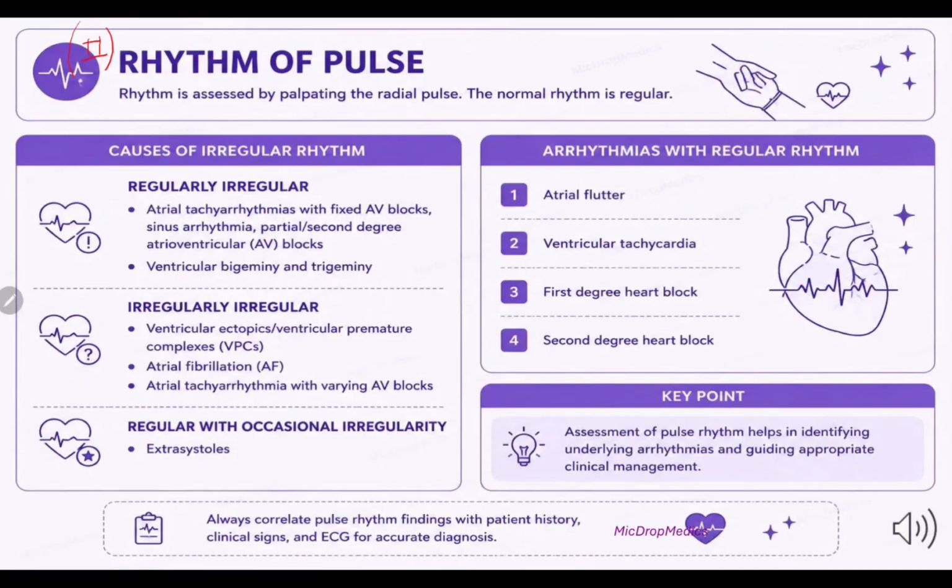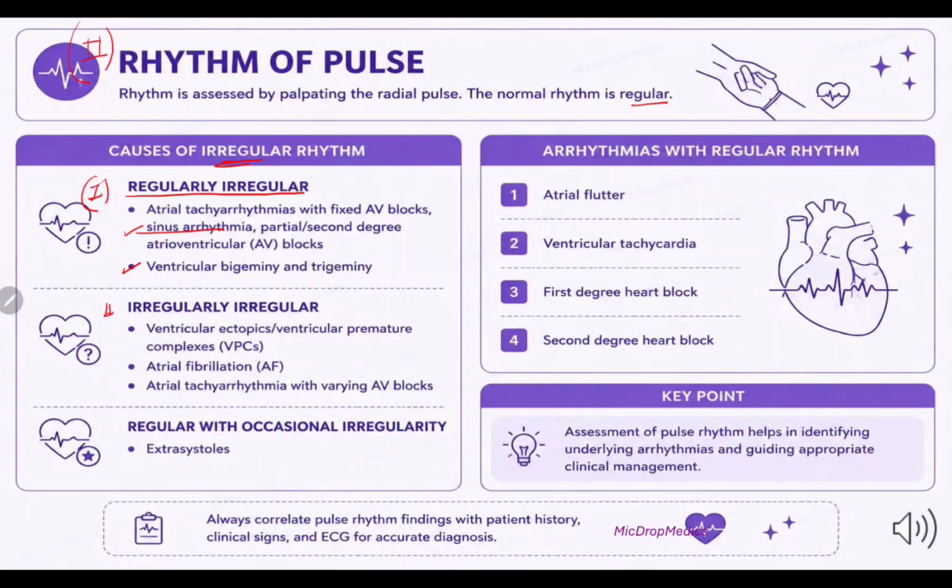A normal pulse rhythm is regular, ticking away like a metronome. But when it gets irregular, we break it down into 3 distinct clinical flavors. Regularly irregular. There is a method to the madness. The pulse is irregular, but it repeats a predictable pattern. Think of ventricular bigeminy or trigeminy, or sinus arrhythmia, where the heart rate speeds up when you breathe in and slows down when you breathe out.